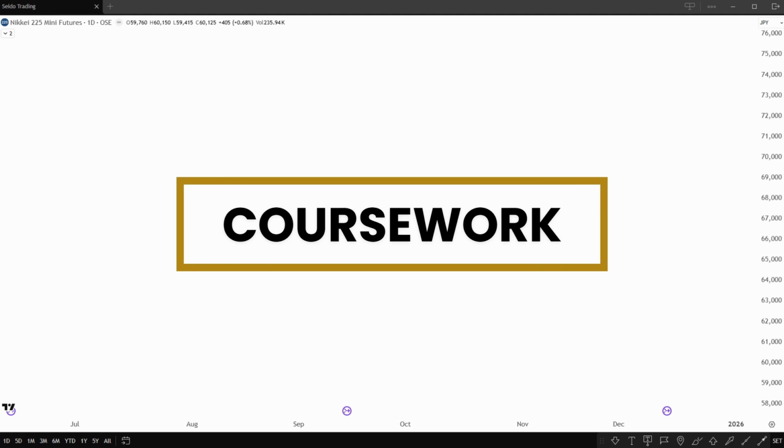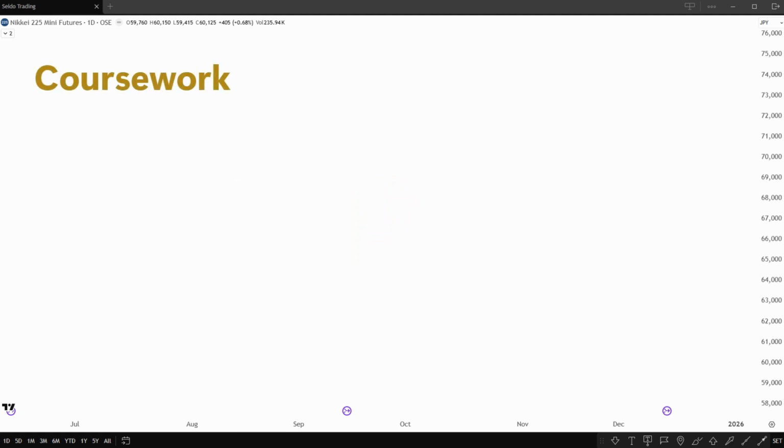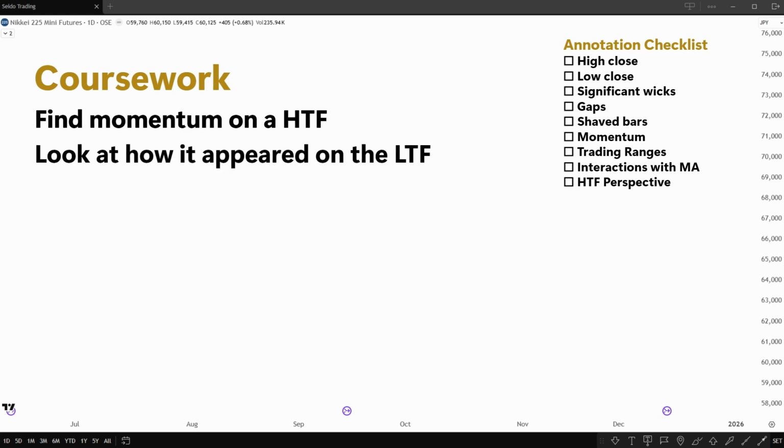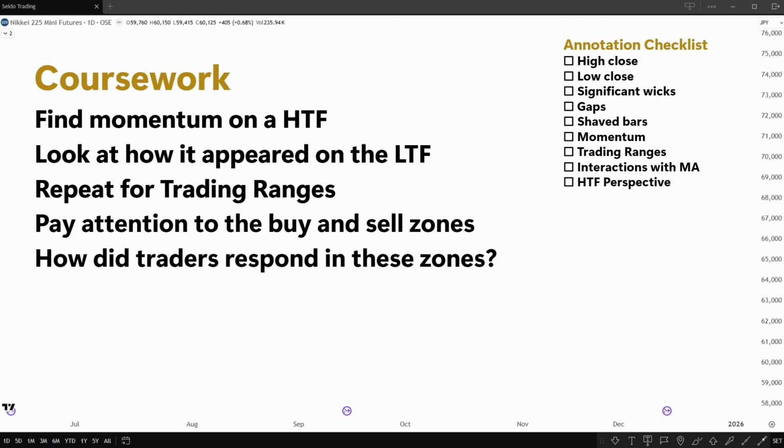Your coursework is to continue marking up your charts, assessing individual candlesticks, trading ranges, and momentum with the higher time frame perspective in mind. Find a period on your higher time frame where momentum was clearly present. Drop to your execution time frame and observe what happened. What did the candles look like? Was there consolidation before the move? Where did pullbacks occur? And how did price behave around trading range candles within those pullbacks?